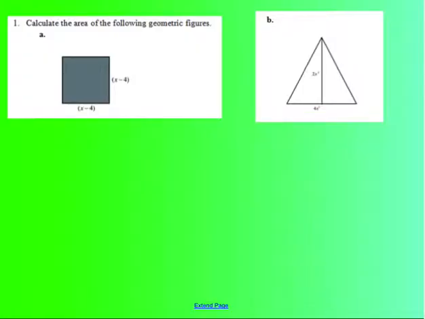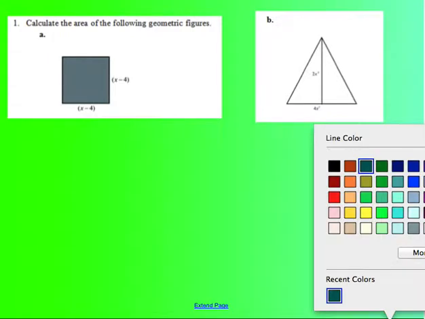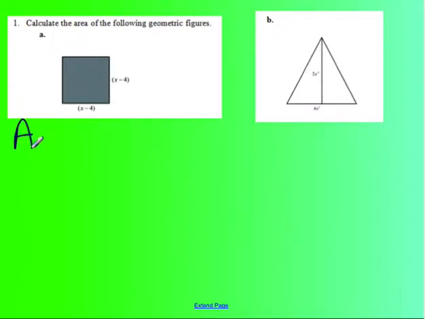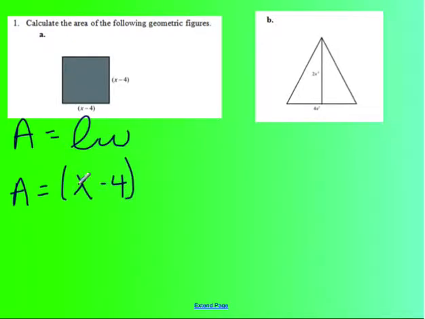For number 1, it says calculate the area of the following geometric figures. So it wants us to calculate the area of the square. Well, the area for a square is going to be length times width. So for the area, we're going to do length times width. Oops, that should be a 4.